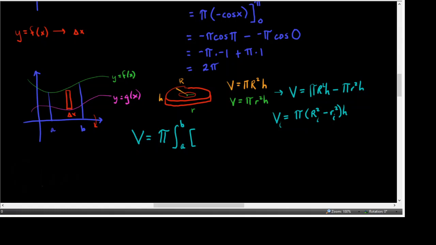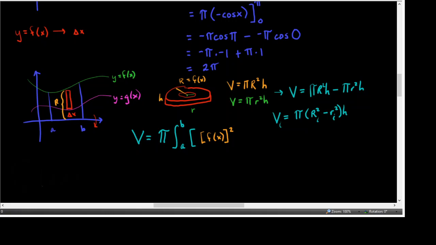The outer radius is always measured from the far end of the rectangle to the axis of revolution. And if you notice, that is the green curve that's at the top, and that y value from going from the x-axis to that curve is the y value. So big R is f of x. So this will be f of x squared.